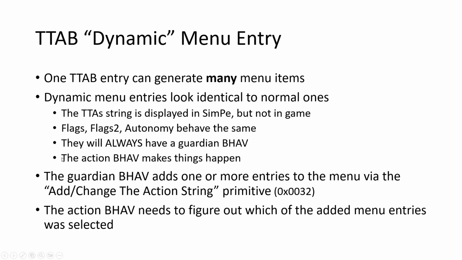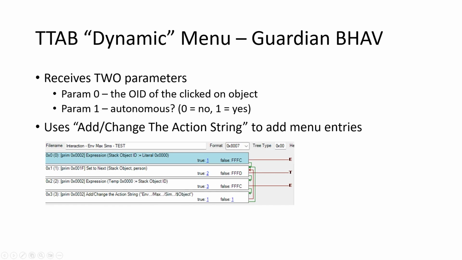The Guardian behav is different in that instead of taking a string from the TTAS and displaying that, it uses these add change the action string primitives, and we'll look at one in more detail on the next slide, to add one or more entries. And the action behav then has to take information to figure out which one of the many entries you clicked on. So we'll look at one of these.